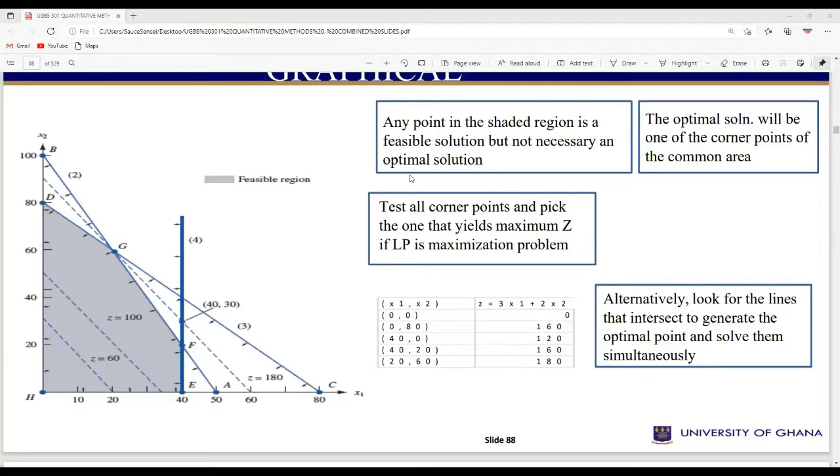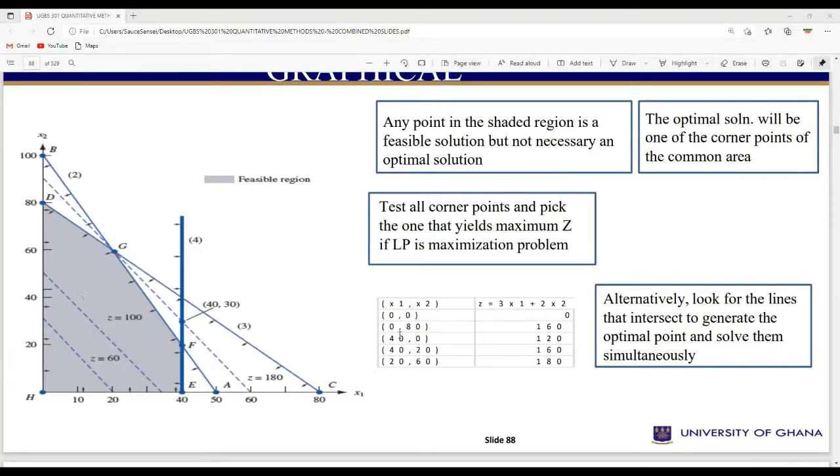So you are saying any point in the shaded region is a feasible solution, but not necessarily an optimal solution. The optimal solution will be one of the corner points. So the optimal solution will be one of these: this one, this one, this one, this E here, F here, and G. So one of the alphabets can be our optimal solution.